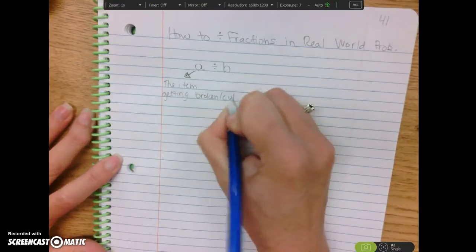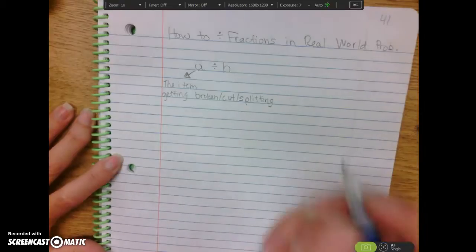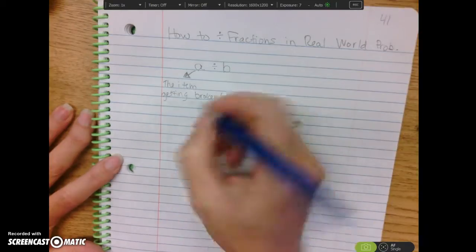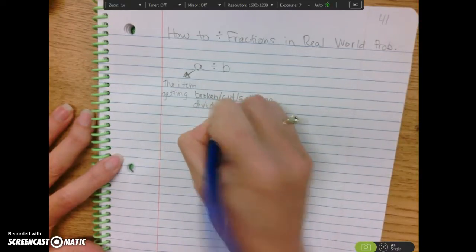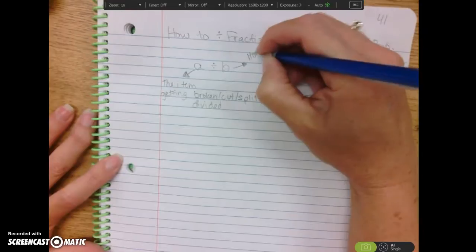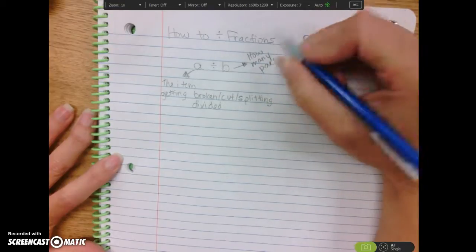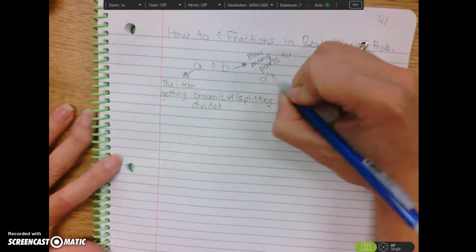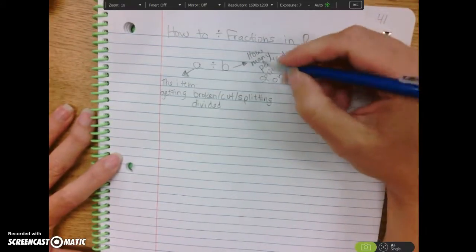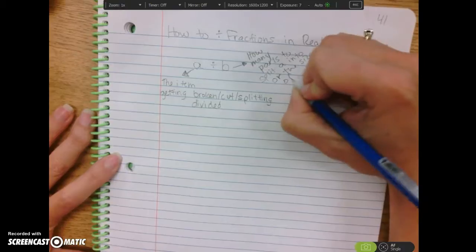Sometimes we are cutting it, sometimes we are splitting it equally. Think of all those key division words. Broken, cut, splitting, divided. That's the item that's being split apart. B tells us how many parts to split A into, or the size of the pieces we are splitting.